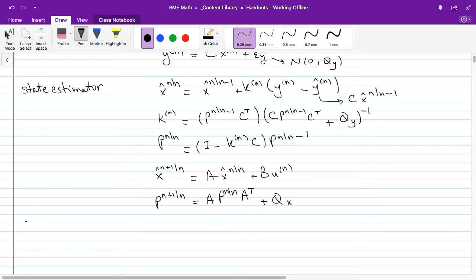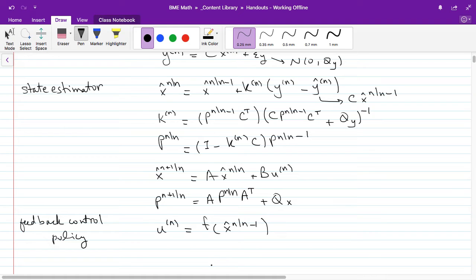Now, our policy that we're searching for, our feedback control policy, says: what is the command that I need to generate at time point n as some function of my estimate of where I am? So this is what we're after, this function.